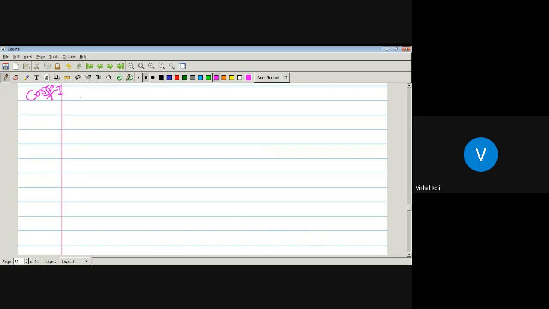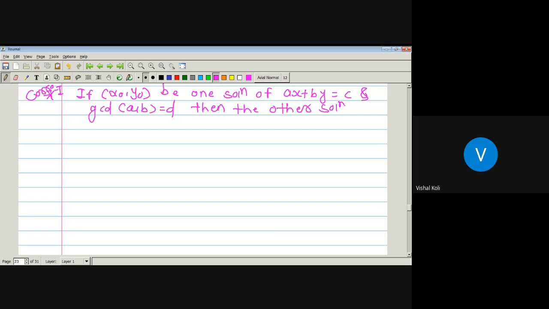Yes sir. Okay, so now there is a corollary depending on this theorem. If x naught, y naught be one solution of ax plus by is equal to c, and GCD of a, b is d, then the other solutions are in the form x dash is x naught minus b upon d into t, and y dash is nothing but y naught plus a upon d into t. That is what we have to prove.